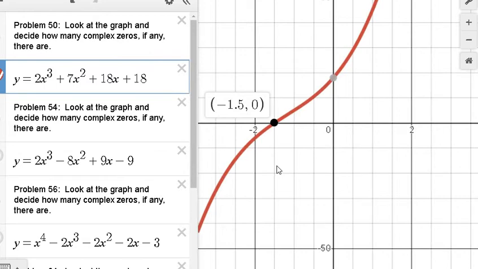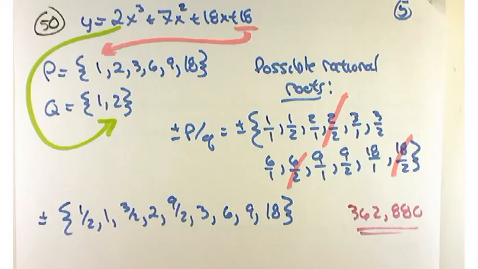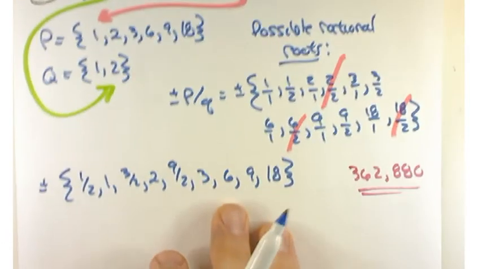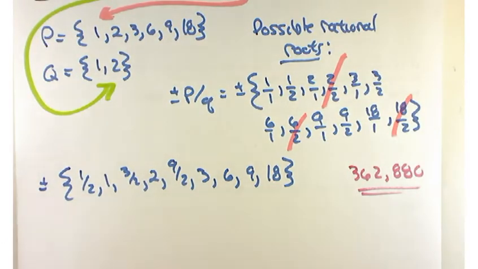Winner, winner, chicken dinner, right? So looks like negative 1.5. What would that be as a fraction? Negative 3 over 2. And good for us, negative 3 over 2 was on our list of possible rational roots. So we'll start out there. Negative 3 over 2.